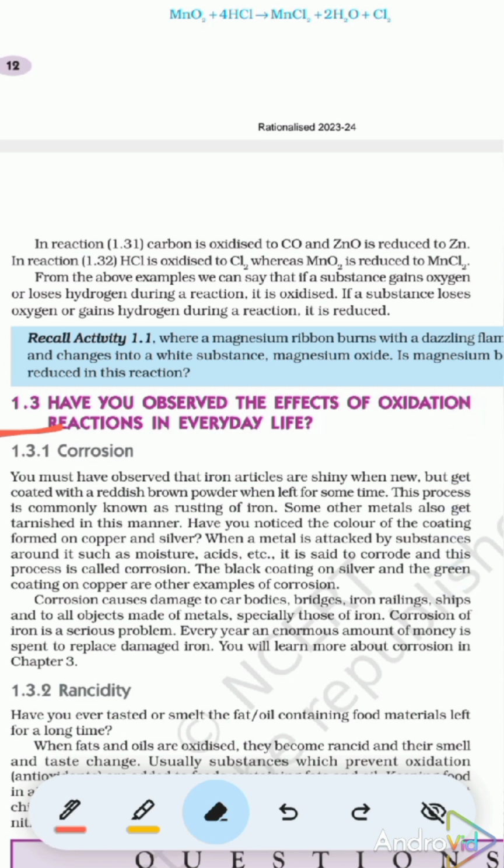Corrosion causes damage to car bodies, bridges, iron railings, ships, and to all objects made of metals, especially those of iron. Hence corrosion of iron is a serious problem, because every year a huge amount of money is spent to replace the damaged iron. For example, the railway bridges we see, which are made of iron, get damaged every year and are replaced at huge expense.